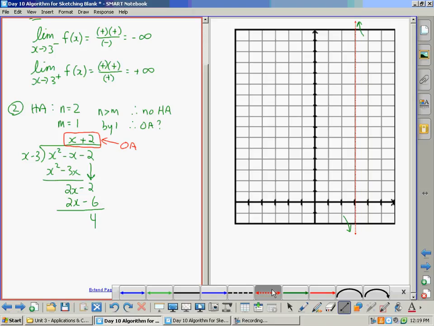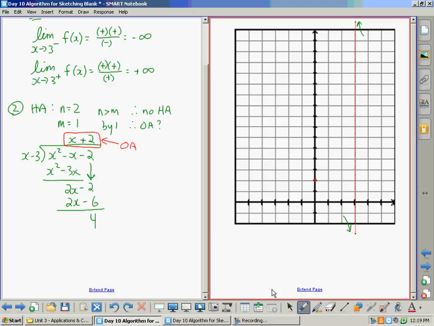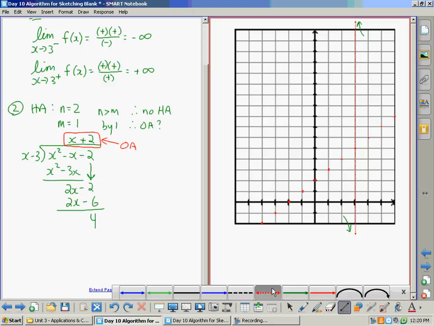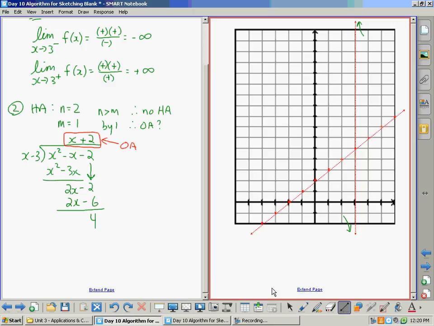Actually, we'll plot a few points because I like to do that. So it's intercept of 2, and it's up 1 over 1, up 1 over 1, up 1 over 1, up 1 over 1, because the slope is 1. Plain old x function, but of course moved up 2. So I'll do those lightly, and then I'll get my actual asymptote, and I'll put it right there.